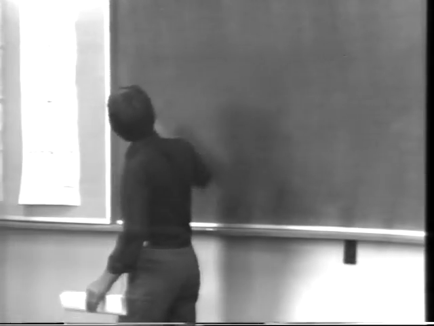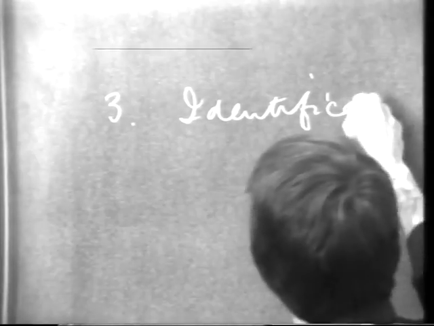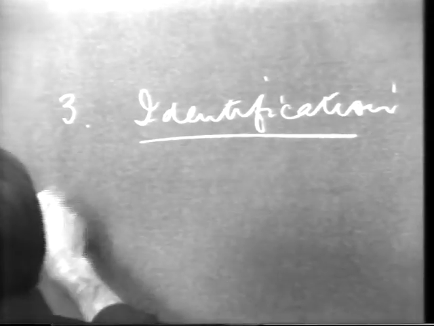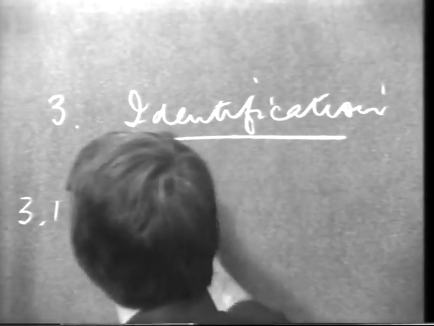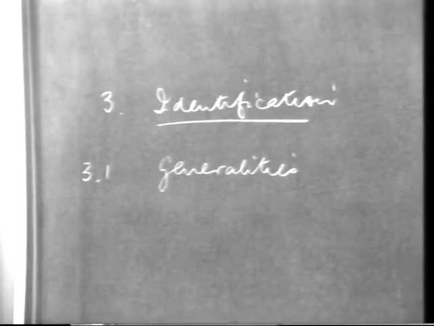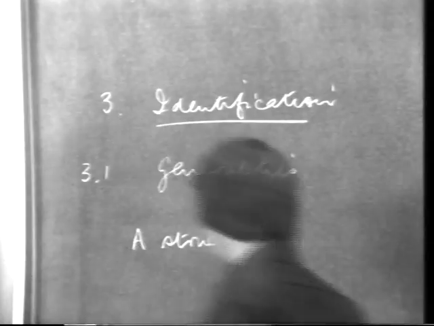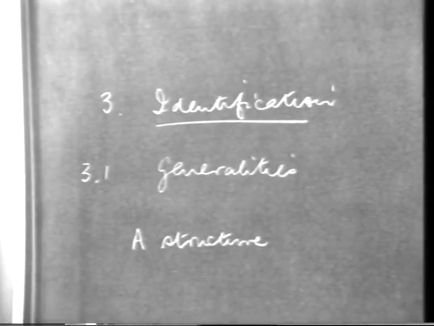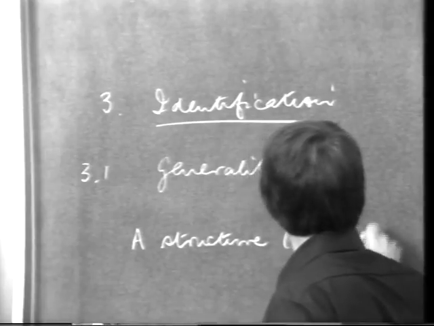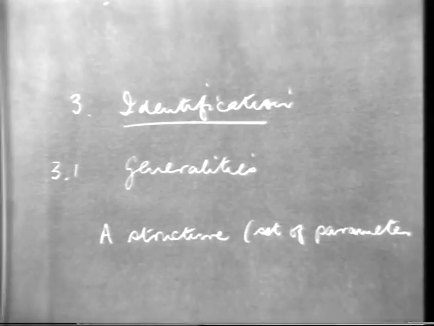So what I want to do then is to first of all start with some general points, and so moving on to section 3, identification, 3.1, I guess, generalities, rather than anything very specific. And the basic definition I suppose one ought to give always when starting to talk about identification, and the one which I shall use, is the following. I speak of a structure in the sense of implying a set of parameter values. Okay, that is with numerically specified values, that is.